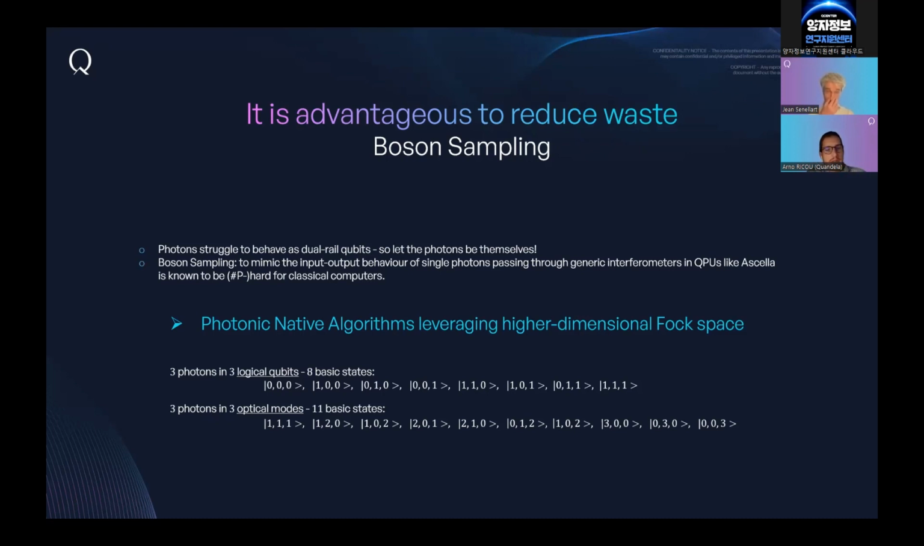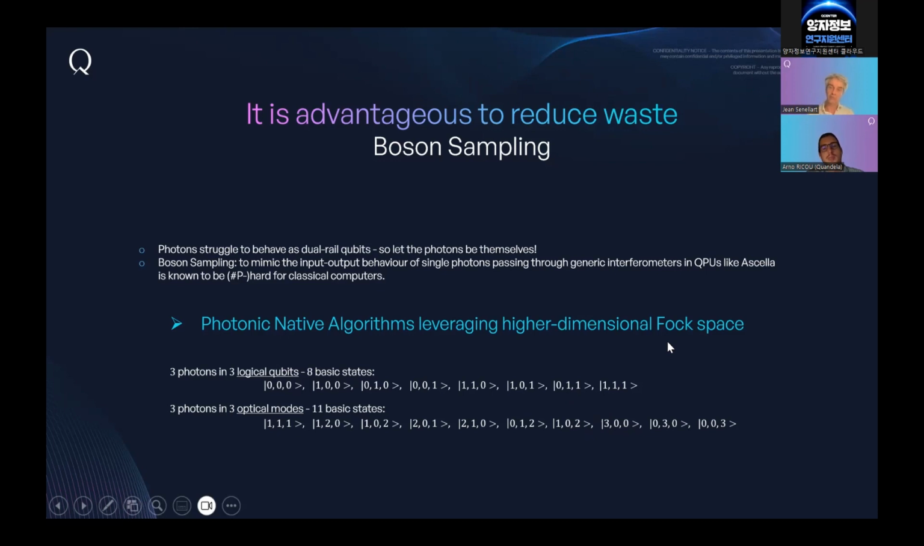So in more concrete terms, if you take 3 photons to encode 3 logical qubits, that is mapped to 8 basic states. But you can have many more states if you don't enforce the photons to be qubits. You can have like 11 basic states, and states such as 30030 that don't make any sense with the qubit encoding will make sense if we let the photons be themselves.